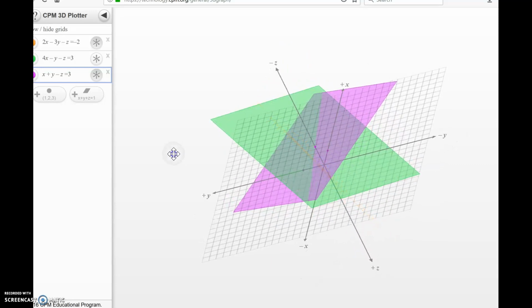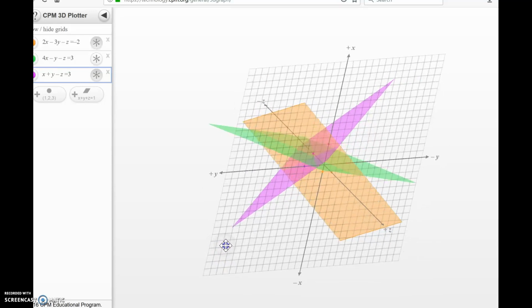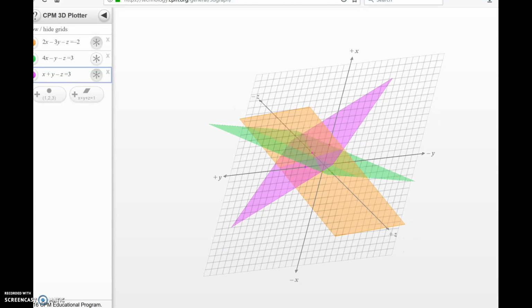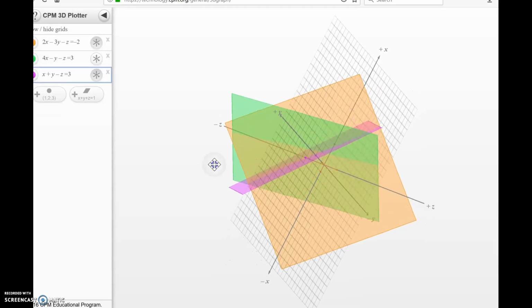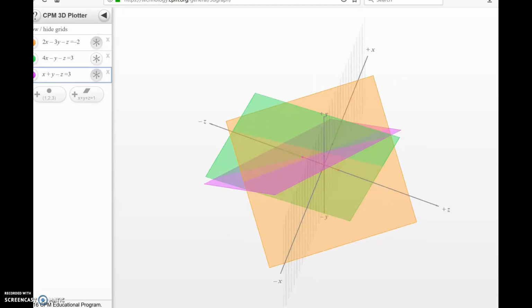So you can cover that up. You can't even see that orange plane anymore, but you can see the purple and the green make a line. But now if we tilt it, you can see right here where they make a point where they intersect. I believe it's right there. So we're still going to have a point for our solution unless other things happen, and we'll talk about those in a minute.